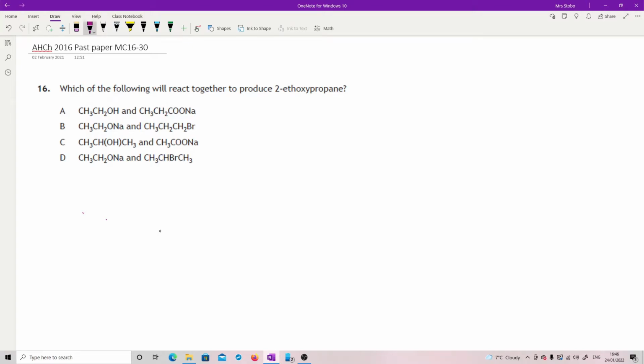Which of the following will react together to produce 2-ethoxypropane? Okay, so what you need to be looking for here is an alkoxide and a halide. And what we're looking for is kind of substitution into the alkoxide. So I need to make 2-ethoxypropane.